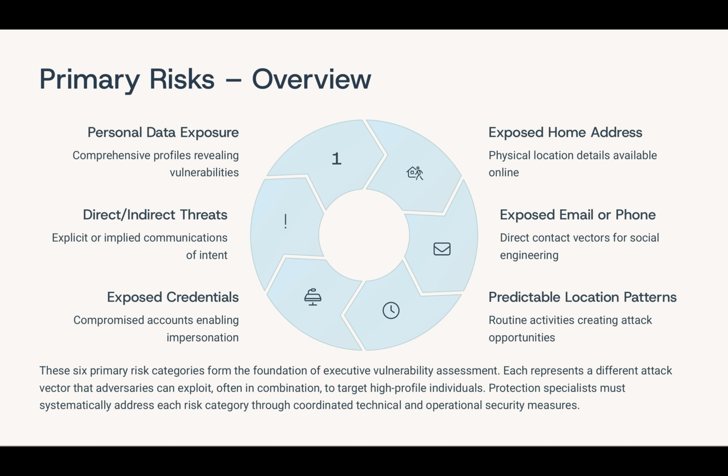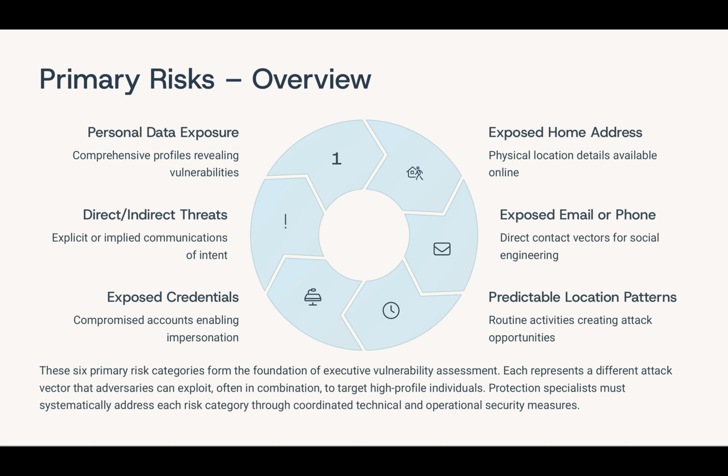The first category, personal data exposure, involves detailed personal profiles that can reveal critical vulnerabilities. Next, we have exposed home addresses, where physical location information made public online can enable targeted threats. Exposed email or phone numbers create direct communication channels that attackers can exploit for social engineering or phishing attempts. Predictable location patterns represent another key risk. When routines are visible, attackers can anticipate movements and look for windows of opportunity.